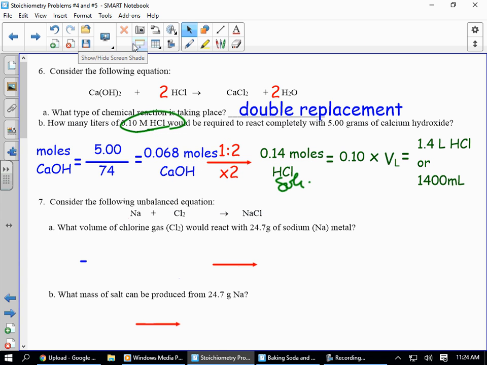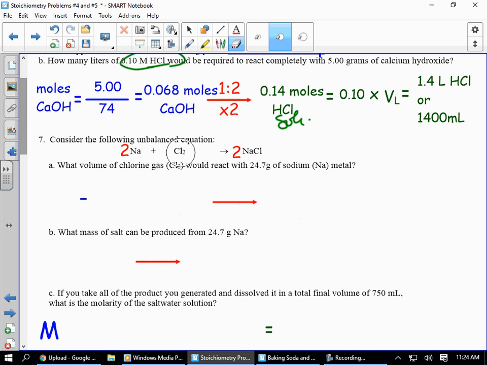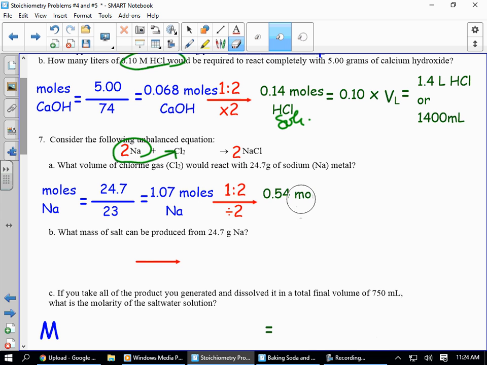All right, it is not balanced, so you're going to go ahead and put a 2 here and a 2 here. And the question says, what volume of chlorine gas would react with 24.7 grams of sodium metal? We know the most about sodium, so we're going to say 24.7. We want to put it into moles, divided by its formula weight. You get 0.017 moles of sodium. We're going from sodium to chlorine, so we're looking at a 2 to 1. We're going to divide this number by 2, which is going to give us 0.54 moles of our chlorine gas.